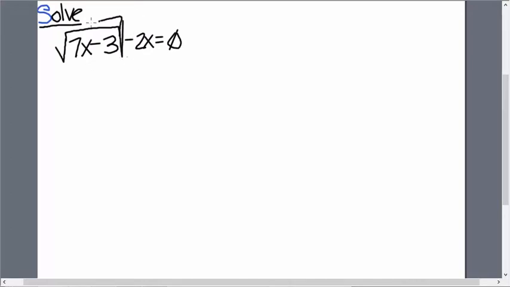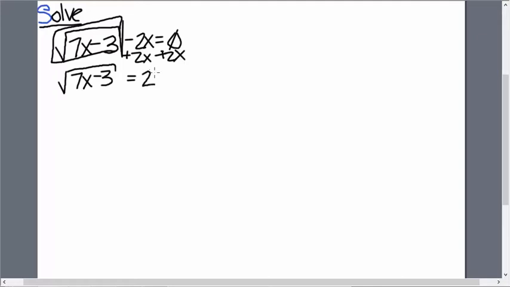We've got to get the radical by itself. So I've got the square root of 7x minus 3. In order to get the radical by itself, I'm going to add 2x to both sides. So I've got the square root of 7x minus 3 equals 2x. Now, in order to get rid of this guy, we are going to square both sides.